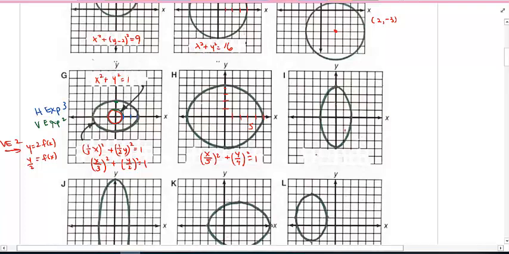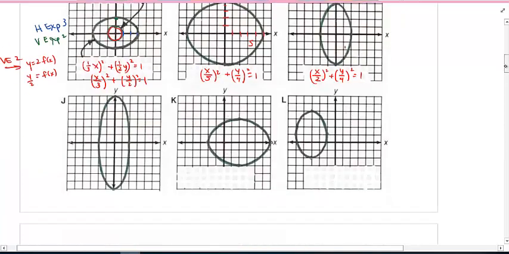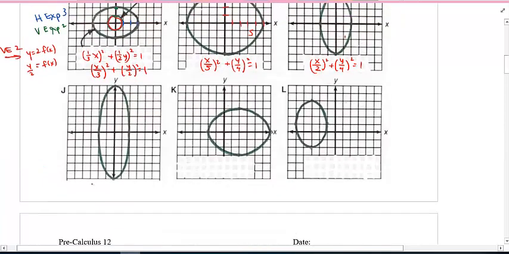Okay, glad you're back now. Did you get x over 2 all squared, y over 4 all squared equals 1? I sincerely hope so. For J, did you get x over 2 all squared, y over, was it 1, 2, 3, 4, 5, 6, equals 1.